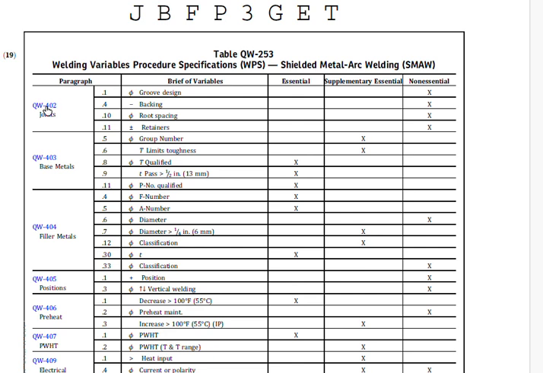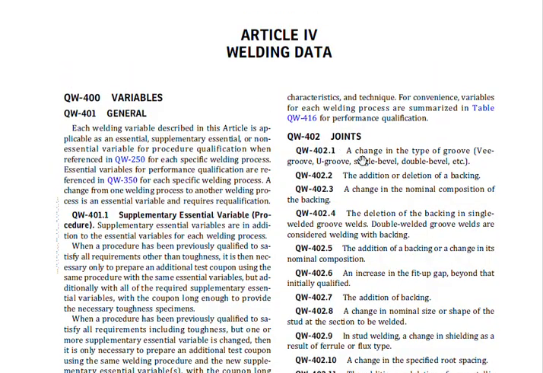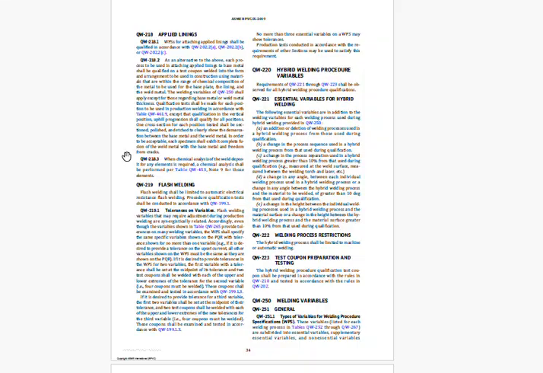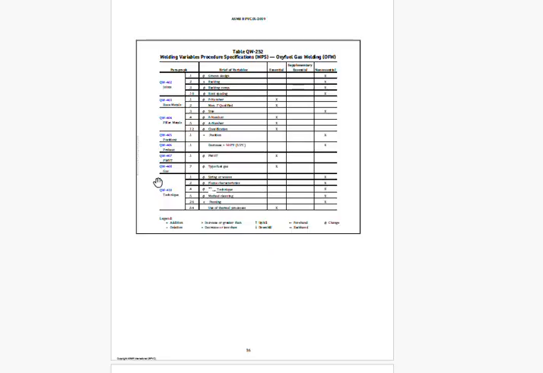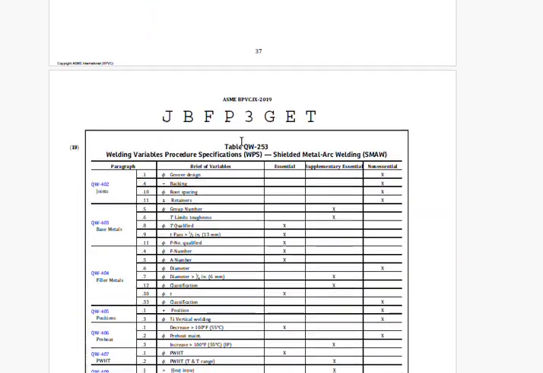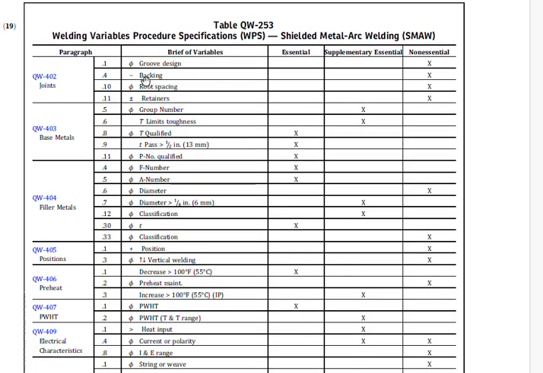Okay, after clicking on that, where is the 402? 402.1. So QW 402.1: a change in the type of groove, V groove, U groove, single groove, double V, etc. Here it mentions all types of bevel joint, types of groove. Like if there is a U joint or V joint, it will remain the same. We will go through it by clicking in this method, QW 402, where our table was. So there will be no changes.